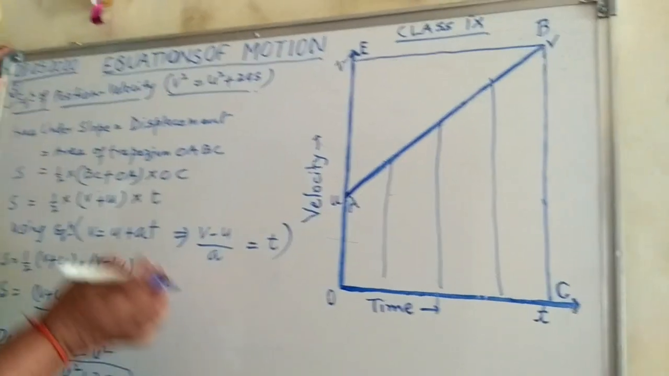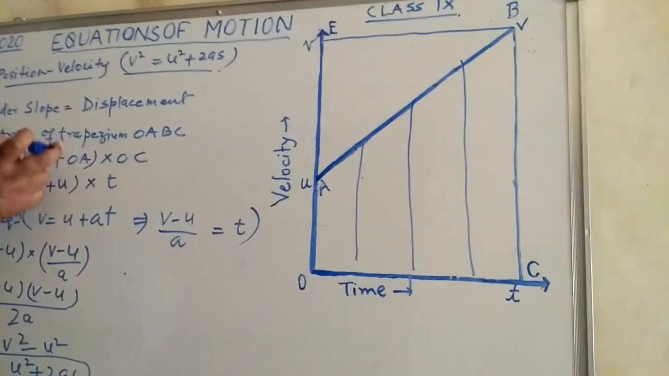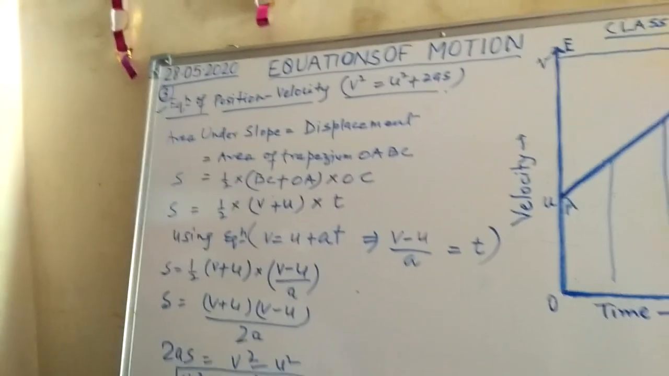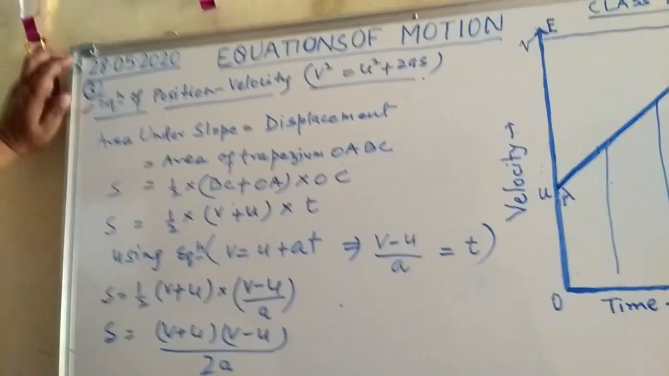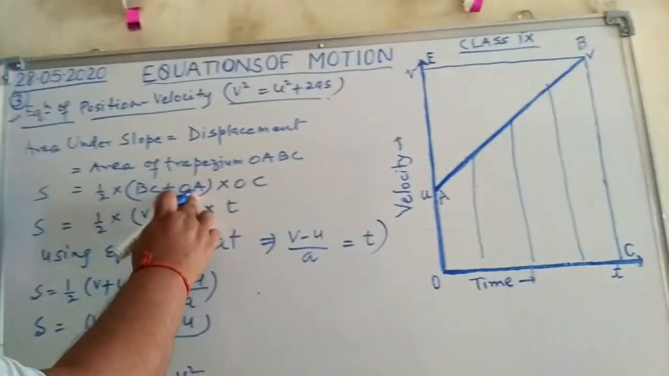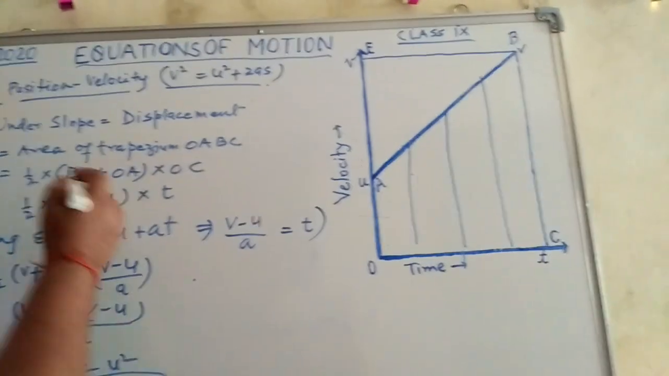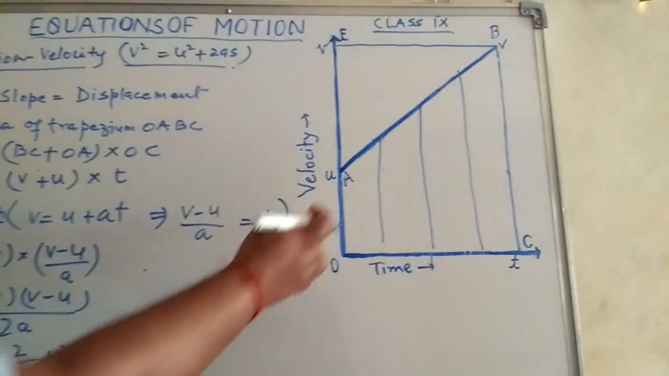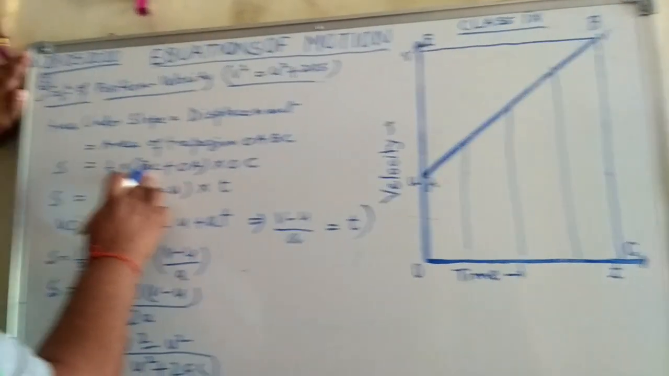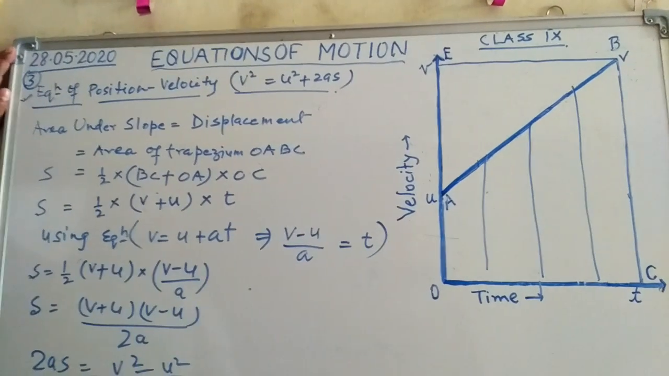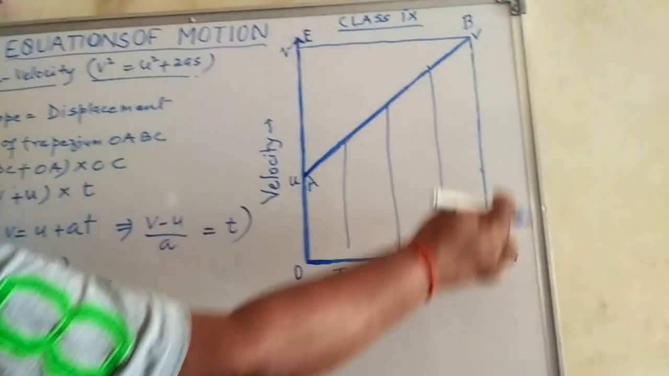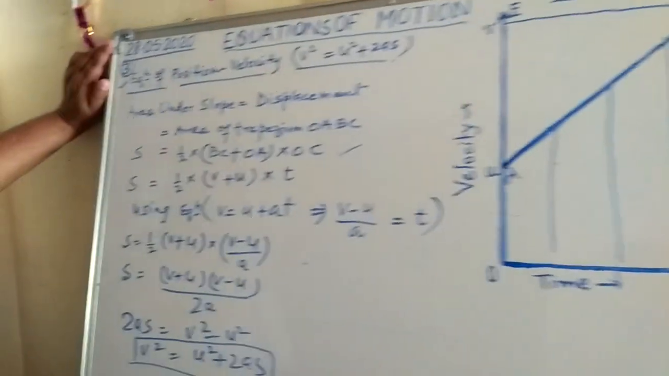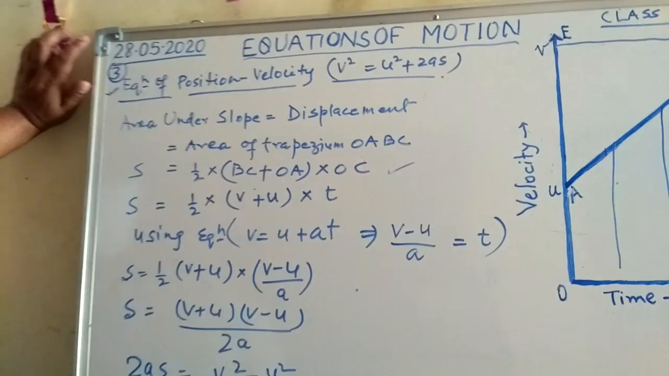So we calculate the area of the trapezium OABC, and we know the formula for the area of a trapezium: half the sum of the parallel sides into the height. One parallel side is BC, and another is OA. The altitude is OC. According to the figure, we put in all the values.